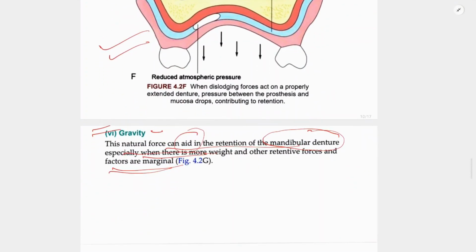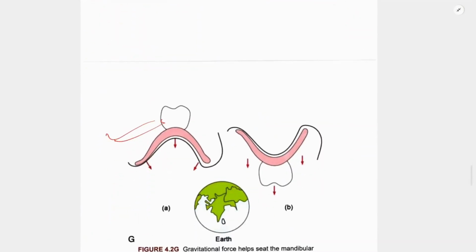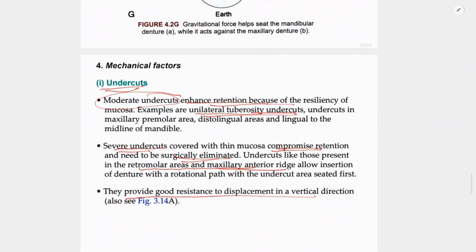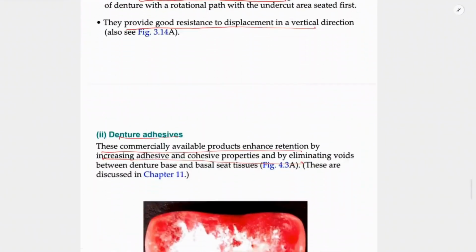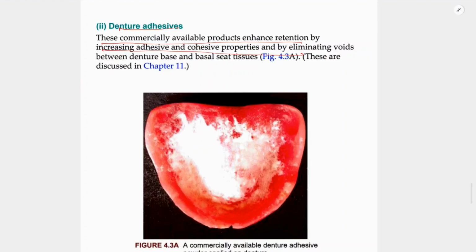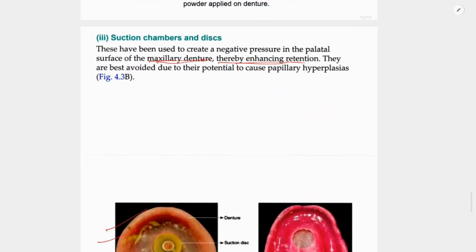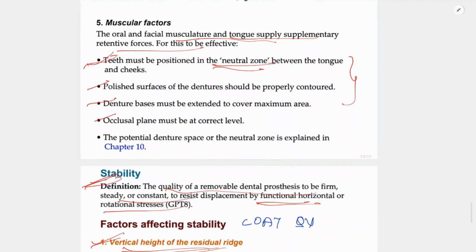Next is the gravity, very important, mainly in the mandibular denture. Draw the diagram. Then we move on to the mechanical factors, undercuts, explain about the moderate undercuts, severe undercuts. Then denture adhesives, draw diagram as much as possible. You can just draw a maxillary denture and shade with pencil the surface of the maxillary denture, showing this as the denture adhesive. Then comes suction chamber and discs. Then we move on to the muscular factors. Muscular factors are nothing but your principles of impression making.